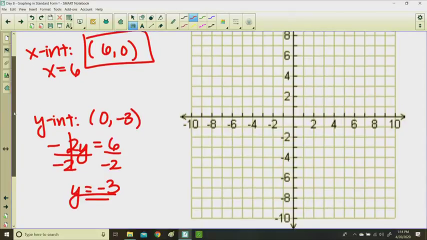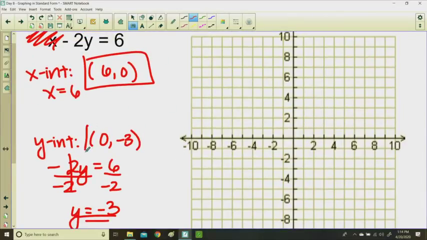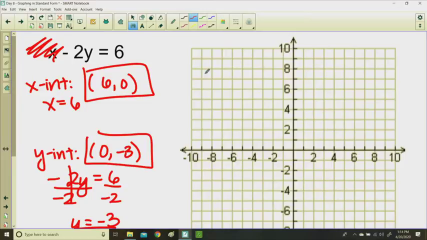You just need to recognize which one is going to be 0. I think that's the tricky part. Sometimes people mix them up. Pay attention. Y-intercept, y is the number. X-intercept, x is the number. The opposite value is going to be 0. So from here, just go ahead and graph. So (6, 0) is right over here. (0, negative 3) is right over here.